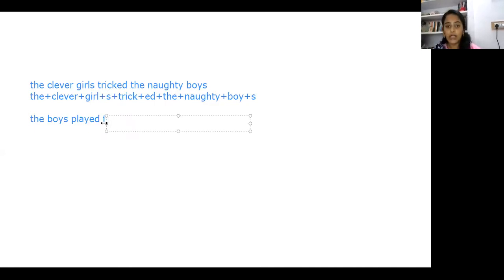So I hope you understood what morphemes are. Morphemes are the smallest meaningful units of a language. If I give you a sentence like this, or if I give you words, you should be able to identify which are the morphemes there. So that is what we are dealing with here.